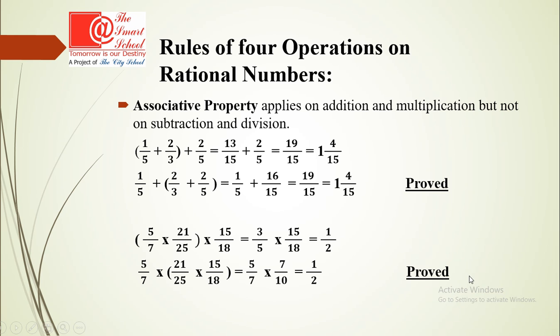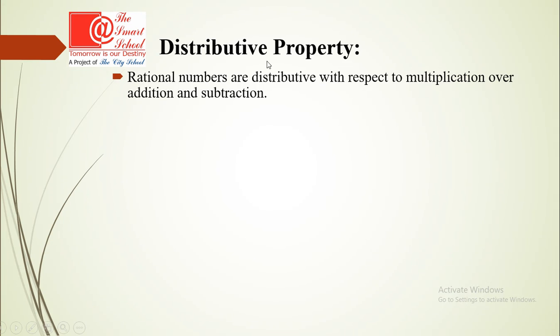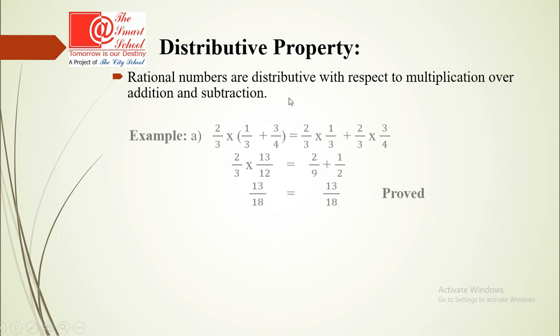So it is proved that associative property applies on multiplication also, but it can't be applied on subtraction and division. Now, distributive property. Rational numbers are distributive with respect to multiplication over addition and subtraction.